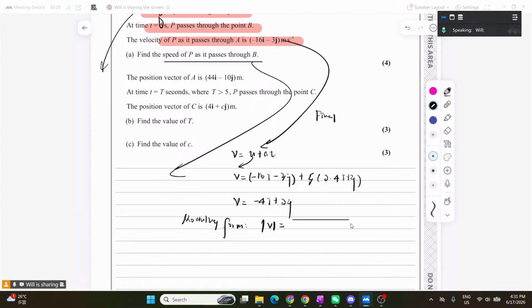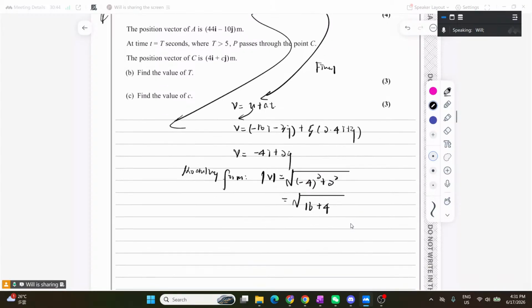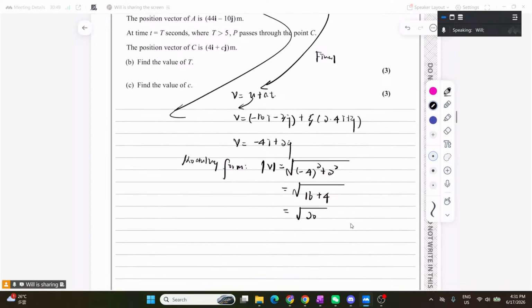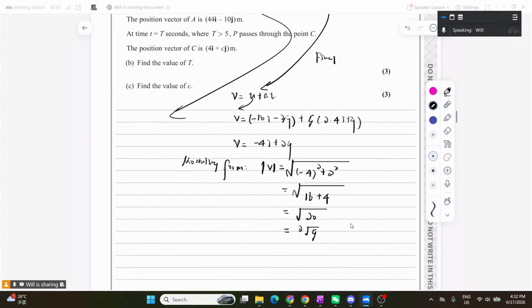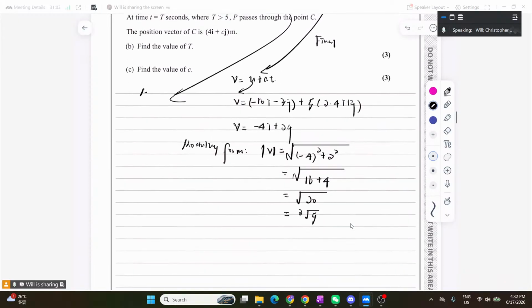So using the square rule, (-4) squared plus 2 squared, so 16 plus 4, equal to the square root of 20, and equal to 2 square root 5. Understand? Okay, this is question A. No problem. And for question B.